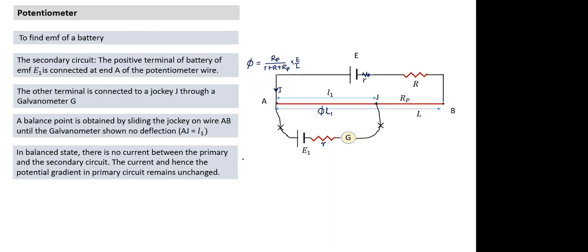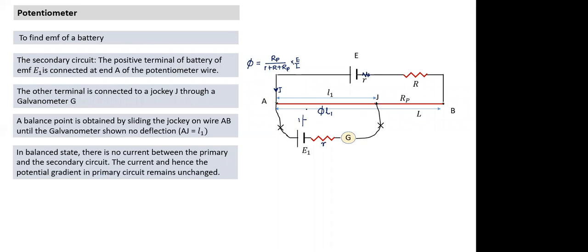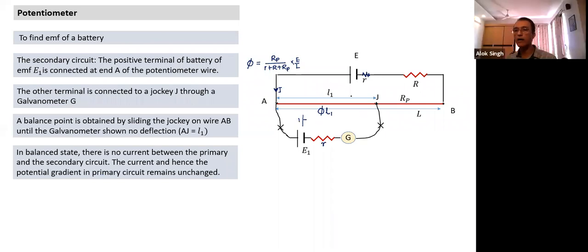So what if the battery is connected in the opposite sense now? In the opposite sense, we cannot get a balance point. This point is at a higher potential, this point is at a lower potential. Suppose I connect the battery the other way around, like this. What will happen? Current will flow in this loop, potential will rise here, potential will fall here. Can they ever be equal? No, it cannot happen.